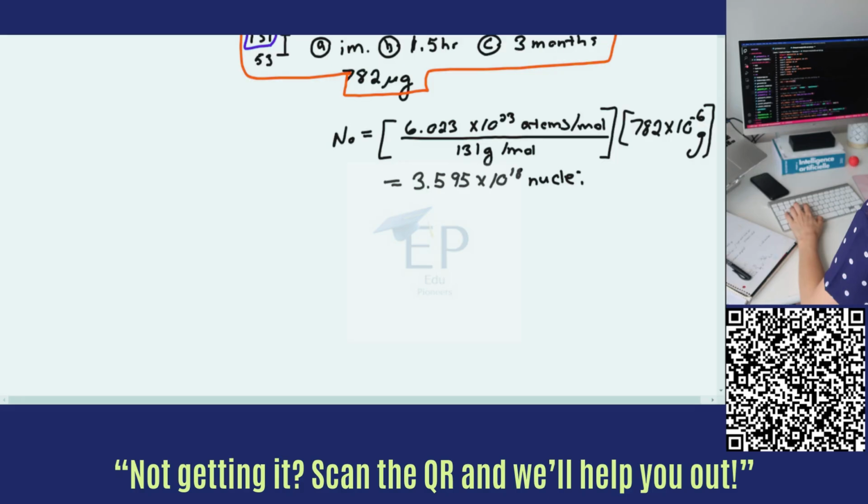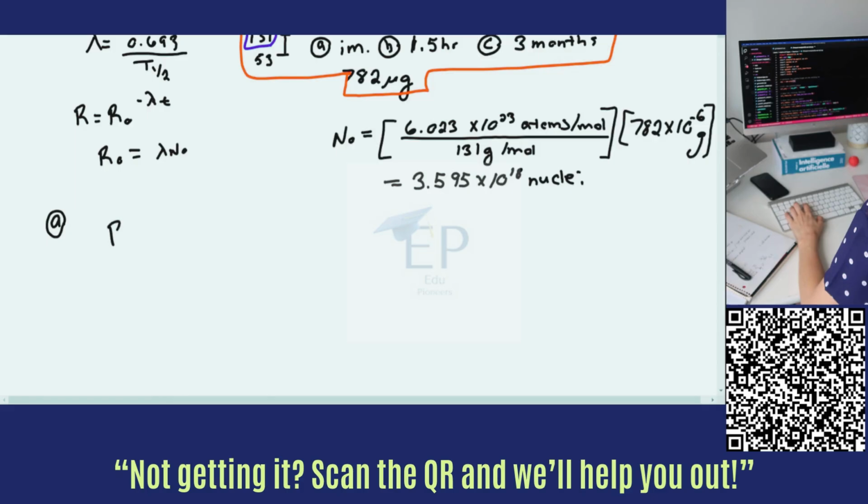So for A, and before I continue with A, let me just write the equation that we're going to use. We have the decay constant, 0.693 divided by the half-life, okay? And here we have this, and it's going to be lambda, and we have this, which is R equals lambda N, okay?